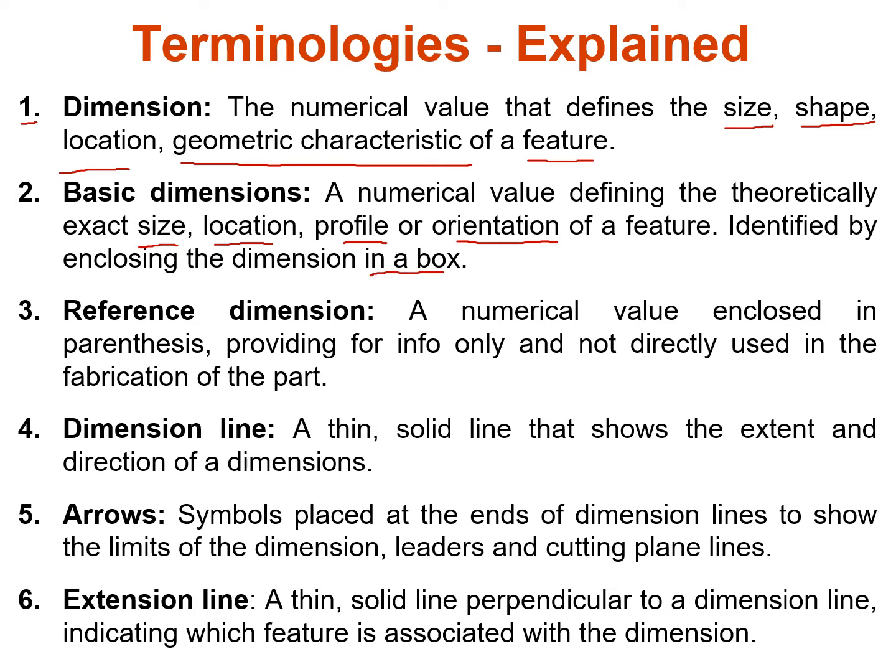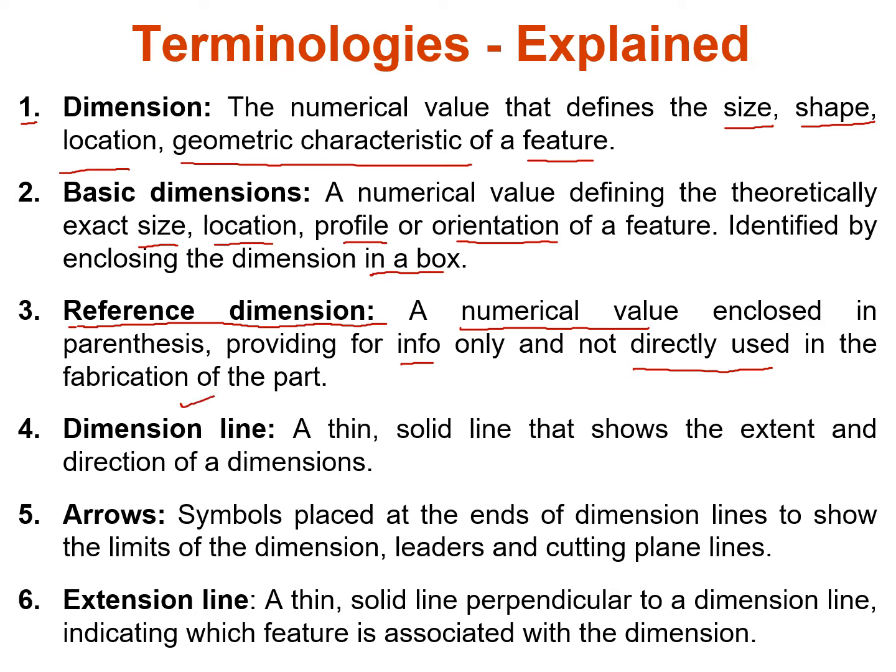Then there is another type of dimension, the reference dimension. Reference dimensions are not basically used for manufacturing a part, but they are used to give added information about your object that is about to be manufactured. So it is a numerical value enclosed in parentheses, provided for information only and not directly used in fabrication of the part.